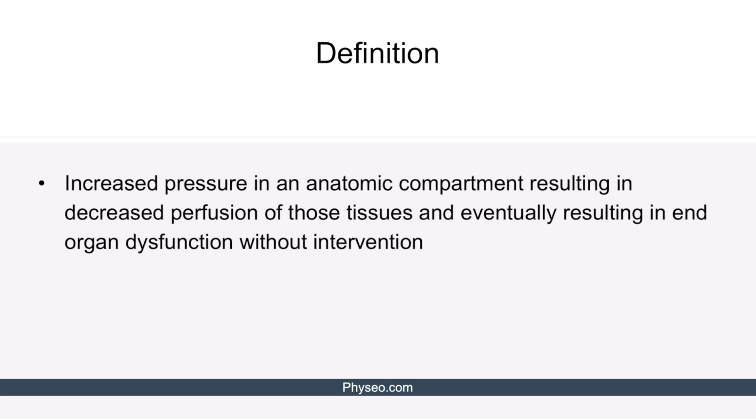Compartment syndrome is when the pressure of one or more anatomic compartments increases to the point where tissue perfusion is either decreased significantly or stopped altogether. This would result in end organ dysfunction if no interventions are made. We'll discuss this in regards to the abdomen.